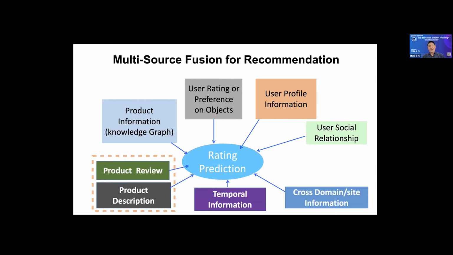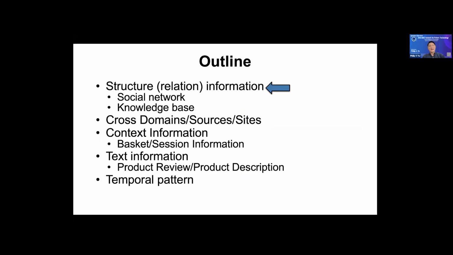And then there can also be temporal information, because the user's purchase history can indicate the changing behavior of a user. And then we can also have context information. For example, if a user is in a supermarket, he can buy multiple things, and there are correlations between those items. So that is what we refer to as context information. So we first look at structure information. How do we explore structure information?